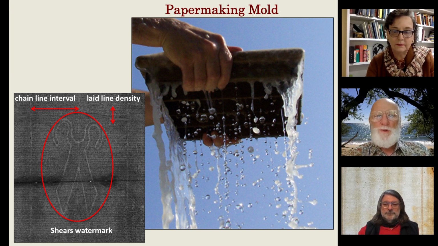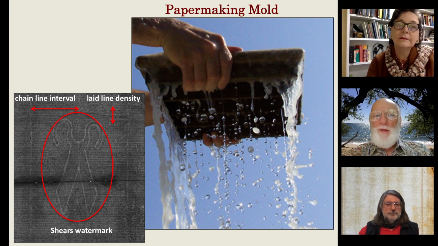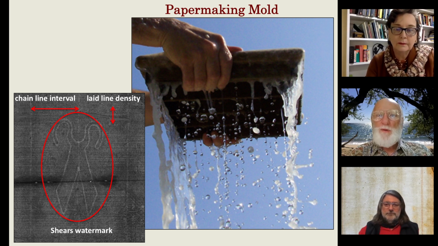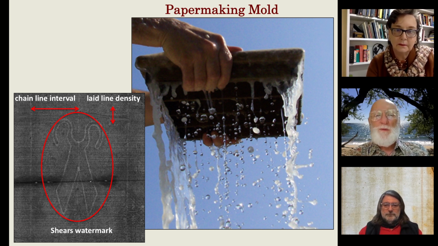These 3 features are structural features in the paper that we will use to identify sheets made on the same mold. And so that will be our primary objective: to use these physical properties, these visible physical features, to actually identify papers that were made on the same mold, which will have interesting art historical consequences.